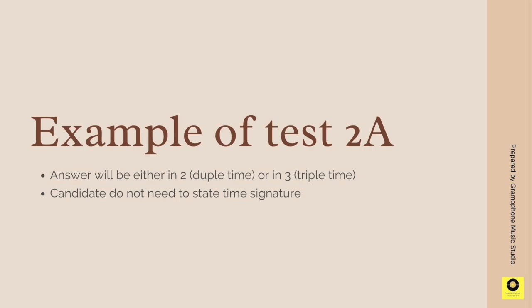Here is an example of Test 2A. First, clap in time while I play. Join in as soon as you can and give a louder clap on the strong beats. Is it in 2 time or 3 time?